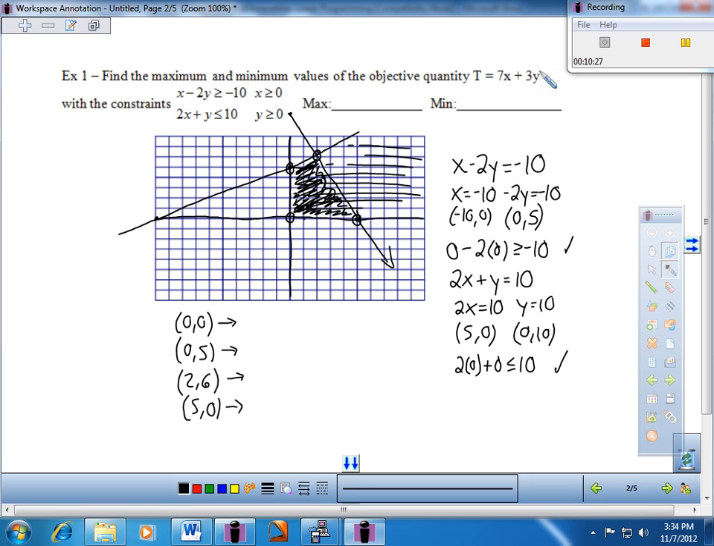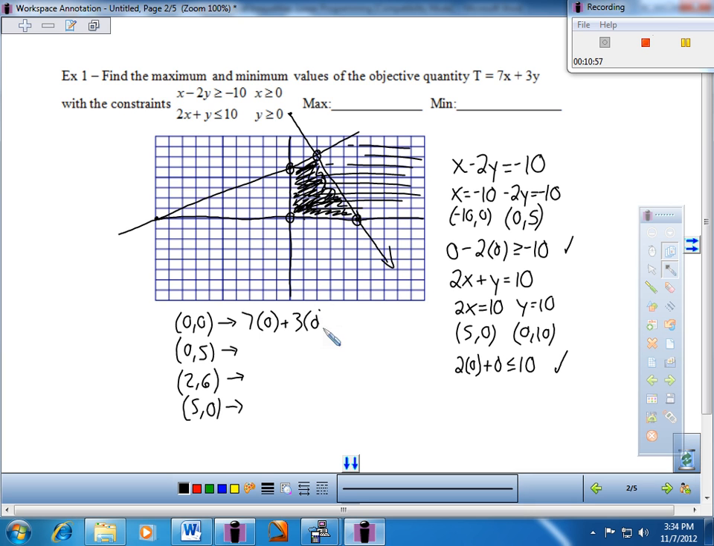Our objective quantity has been defined by this up here, everyone, 7x plus 3y. And so what I'm going to do now is utilize these x's and y's right here and plug them in. Whichever is the largest number, everyone, that's your max. Whichever is the smallest number, that's your min. So let's see how this plays out.